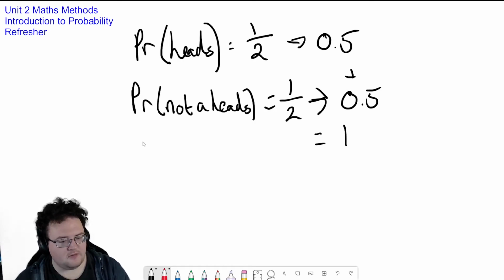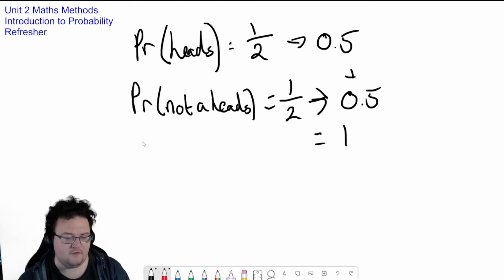All right? All of the probabilities inside a sample space need to add up to 1. And this is a useful property because if I can figure out a probability for something happening, I can also use my knowledge of probability to figure out the probability of the thing not happening.